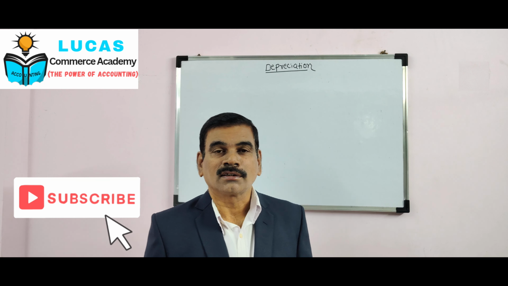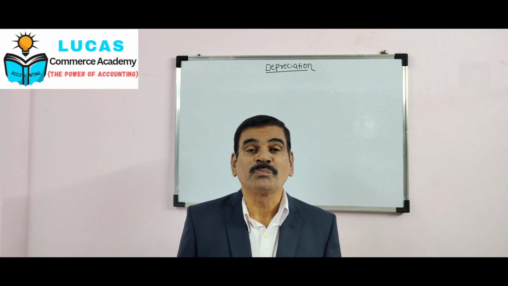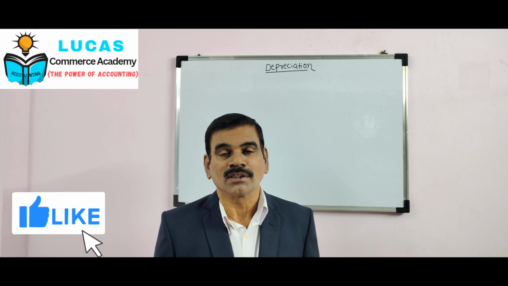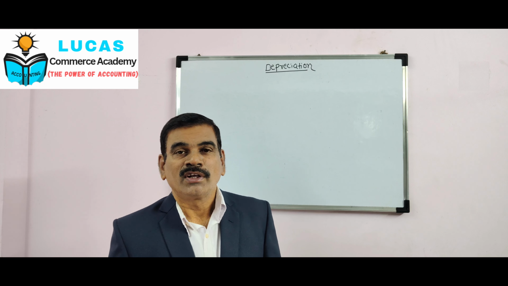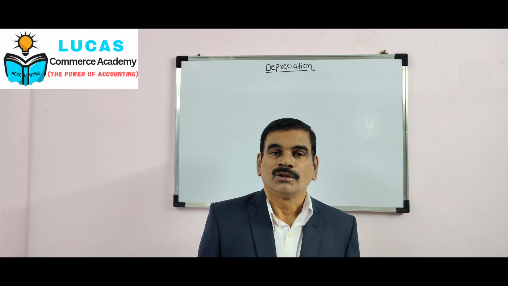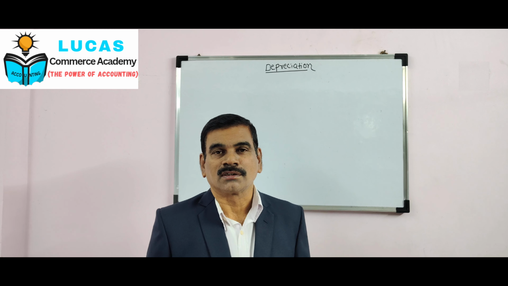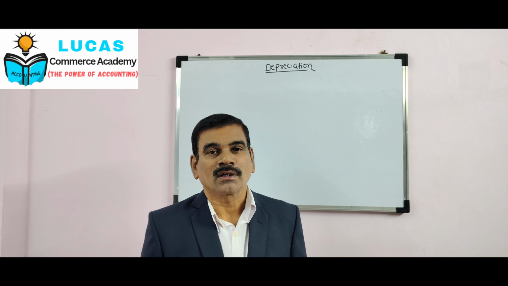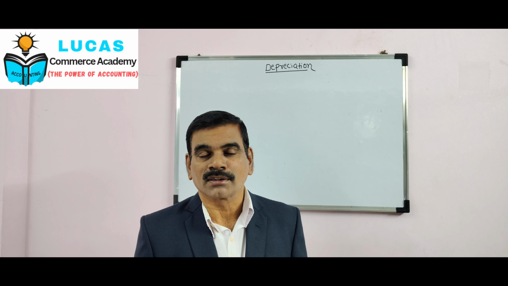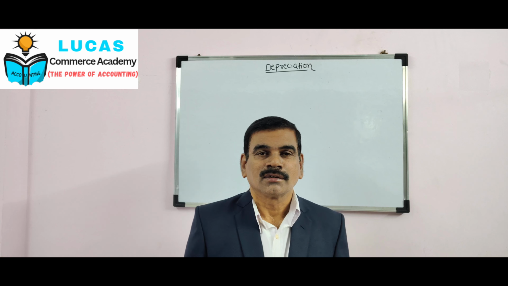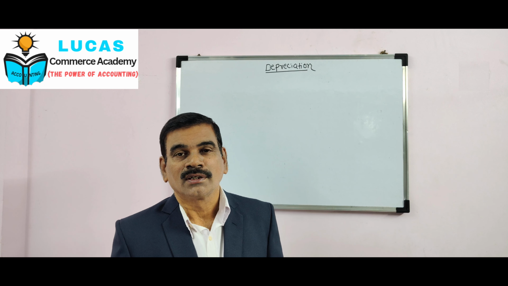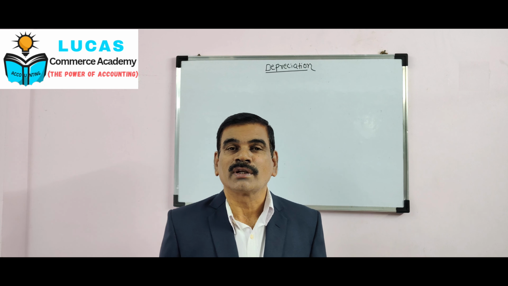Today, let us start a new chapter: depreciation. Generally, every organization uses two types of assets. Number one, current assets. Number two, fixed assets. Current assets means the assets which are converted into cash within a period of one accounting cycle.